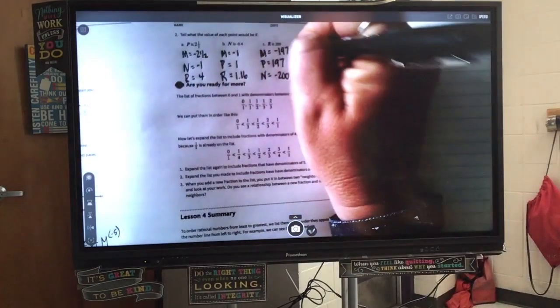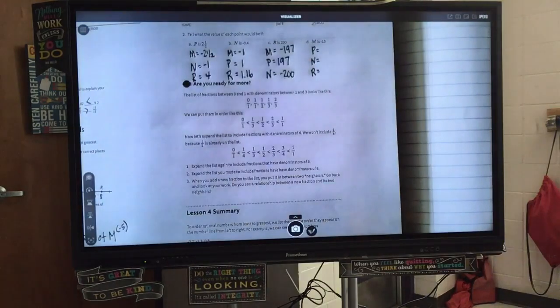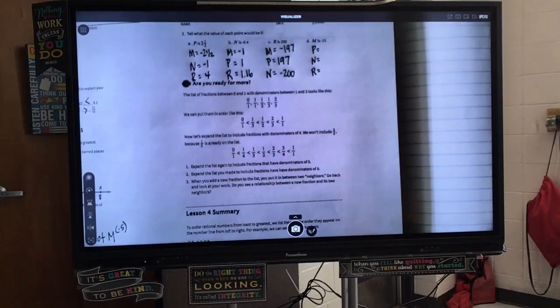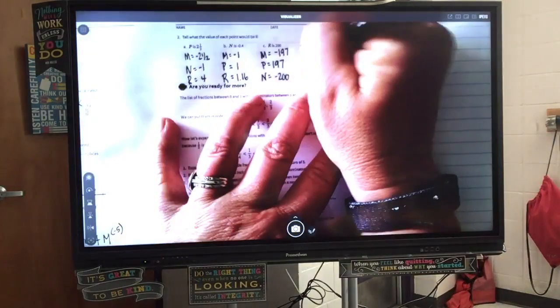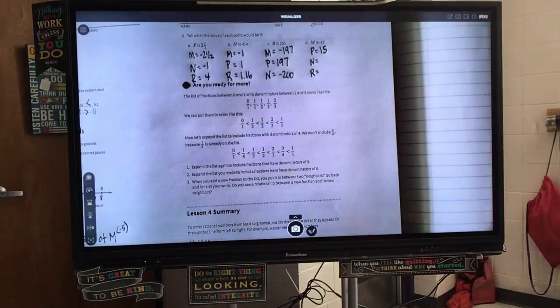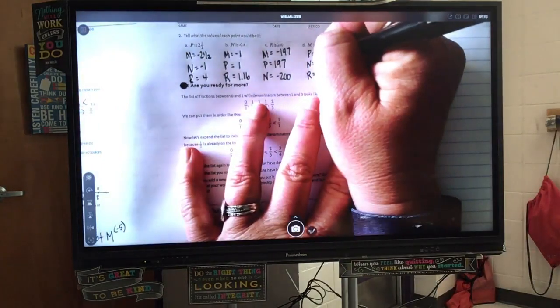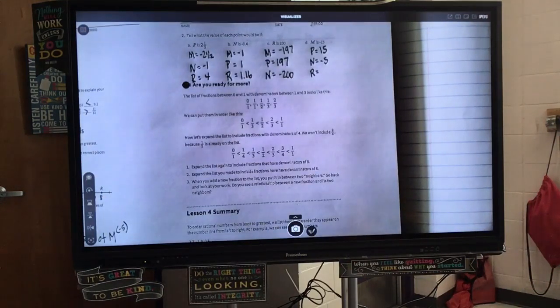And then the last one, so I'm going to put P, N, R. We're saying M is -15, so let's start with P. What could P possibly be? M, is your hand up? Yeah. Okay, 15. What about N? Noah. You said -5? Why -5? What's the criteria? Has to be greater than M.